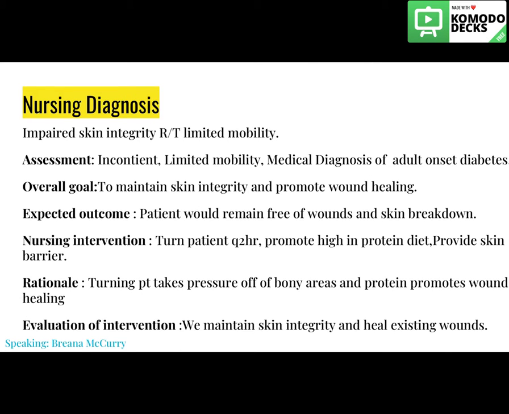Our first nursing diagnosis is impaired skin integrity related to limited mobility. Our assessment includes incontinence, limited mobility, and a medical diagnosis of onset diabetes. Overall goal is to maintain skin integrity and promote wound healing. Our expected outcome is for the patient to remain free of wounds and skin breakdown. Our interventions would be to turn the patient every 2 hours, promote a high protein diet, and provide a skin barrier. Our rationale for this is turning the patient takes the pressure off of bony areas, and protein promotes wound healing. Our expected outcome would be to maintain skin integrity and heal existing wounds.